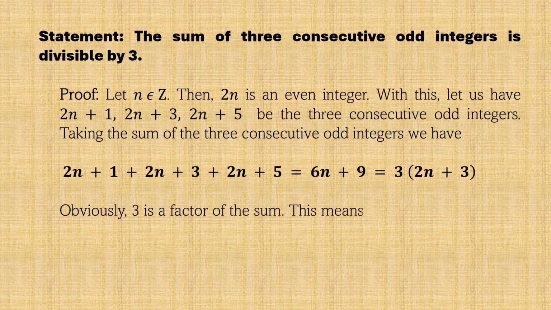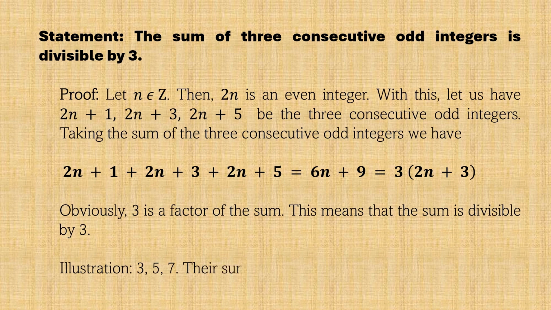Taking the sum of the three consecutive odd integers, we have the equation 2n plus 1 plus 2n plus 3 plus 2n plus 5 equals 6n plus 9. This happened since like terms were combined, like the three 2n's.